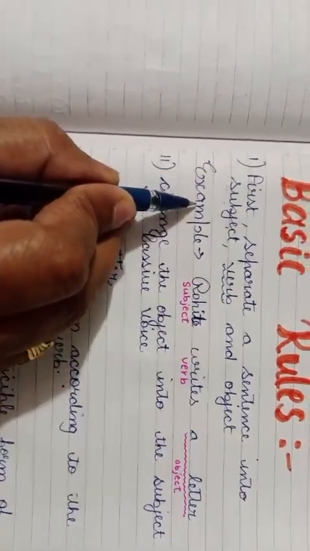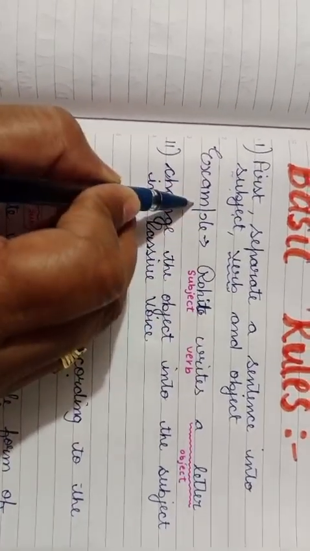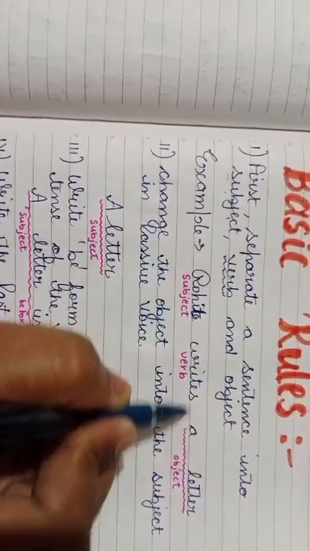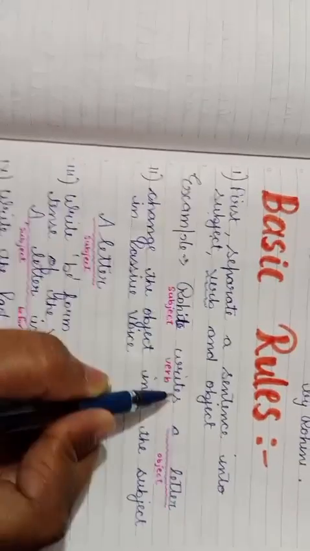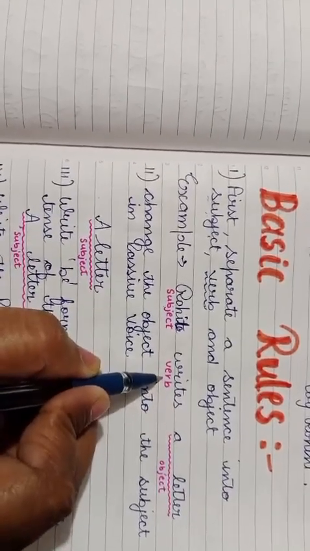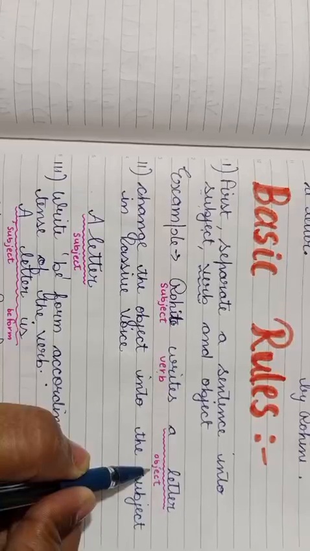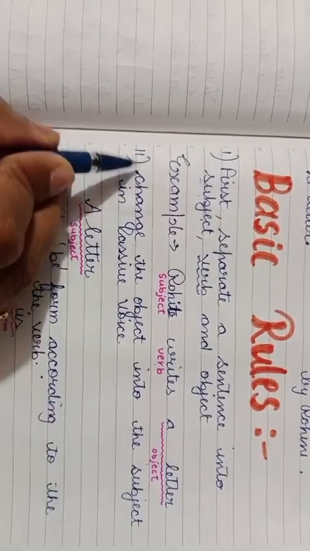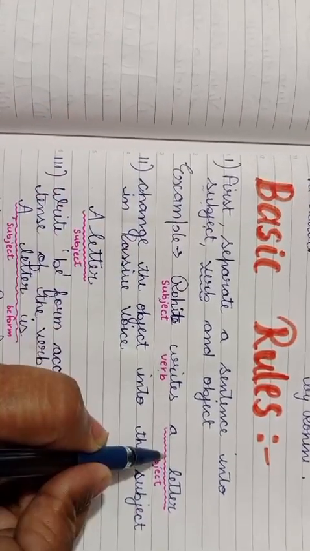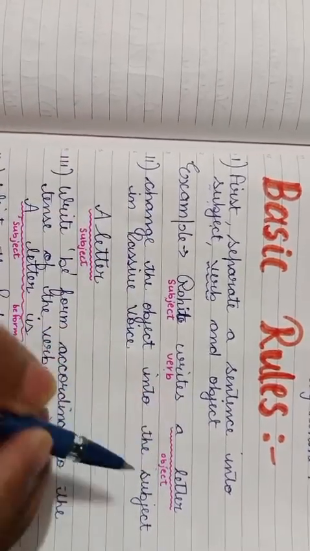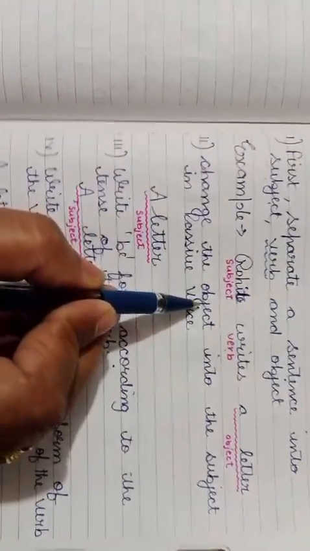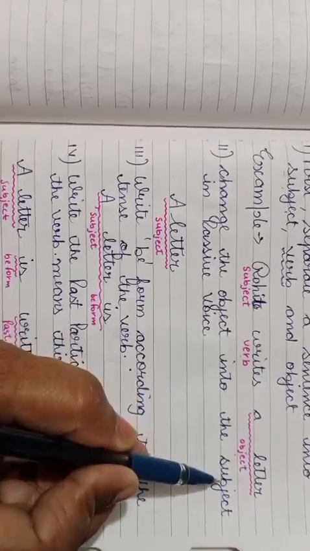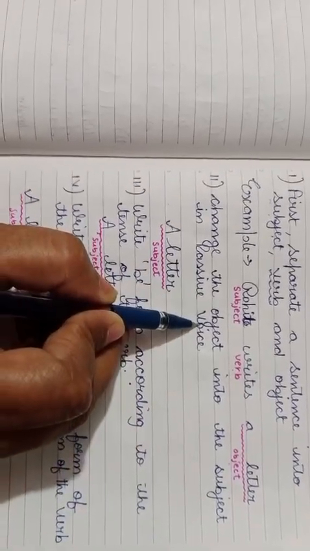Let us discuss later on. First, let us take the example of this sentence. Rohit writes a letter. Here Rohit is used as a subject, writes as a verb, and a letter is an object. So, in this manner, we have to write the sentence. Now, the second rule is change the object into the subject in passive voice.